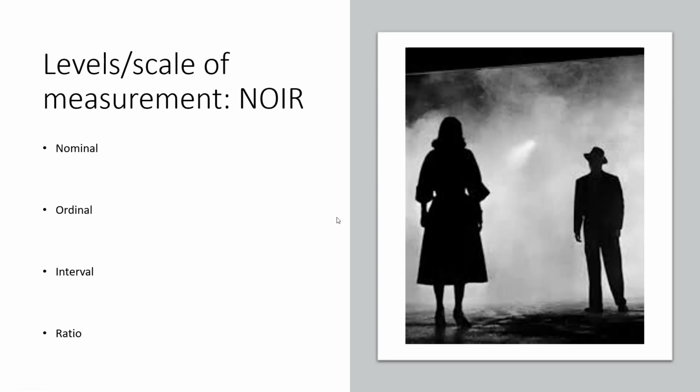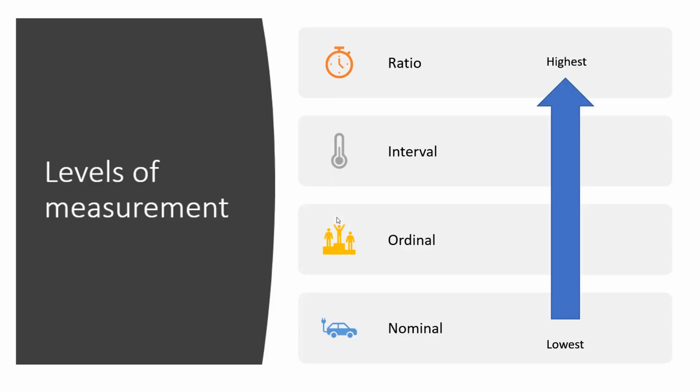So one of my favourite acronyms about the levels of measurement is something called NOIR. So you have nominal, ordinal, interval, or ratio level data. Each of these represents a level at which data is measured. Nominal is the lowest level of measurement. Next is ordinal, and then interval, and ratio is the highest level of measurement. So what do I mean by that?